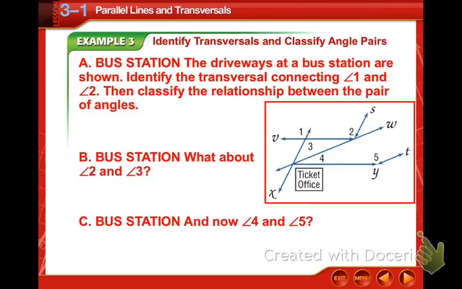So our next picture here, now we are going to do the same thing, classify the relationships, and we're going to identify the transversal that is connecting them. So 1 and 2 are connected by the transversal at line V. There's our first part, line V. And 1 and 2 are in the same position, so they are corresponding.